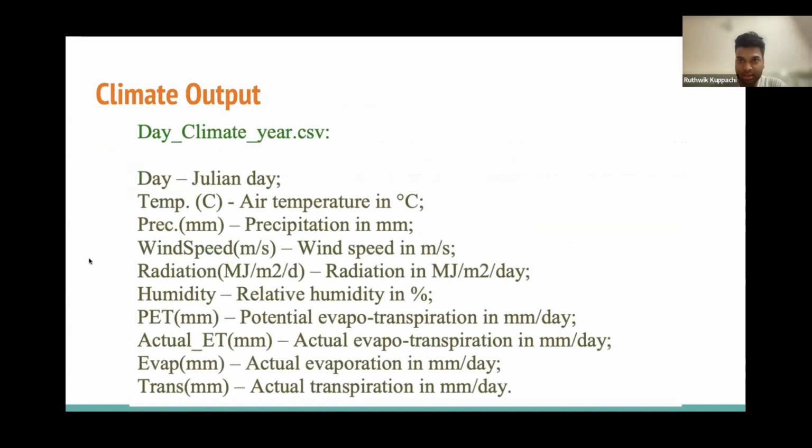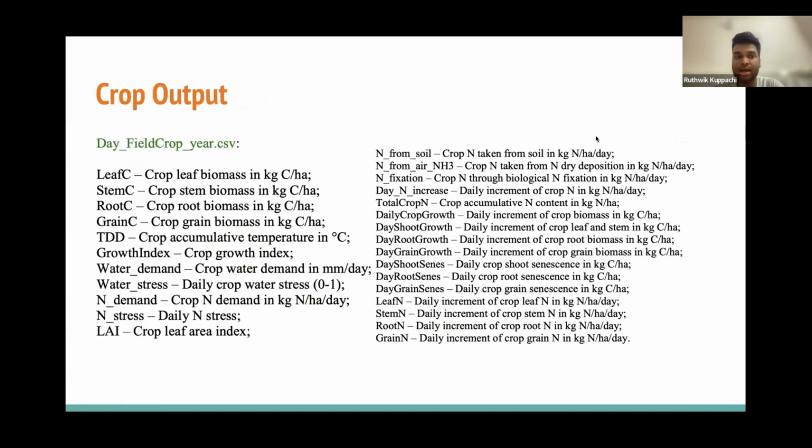So just going through this, one of the 8 files is the climate output. This gives us information about temperature, precipitation, all of this information we already provide into the model. When we run the model, we provide this input data, but some of these, like evapotranspiration rates, are calculated by the model. That's just the climate output. Not too interesting in terms of analytics.